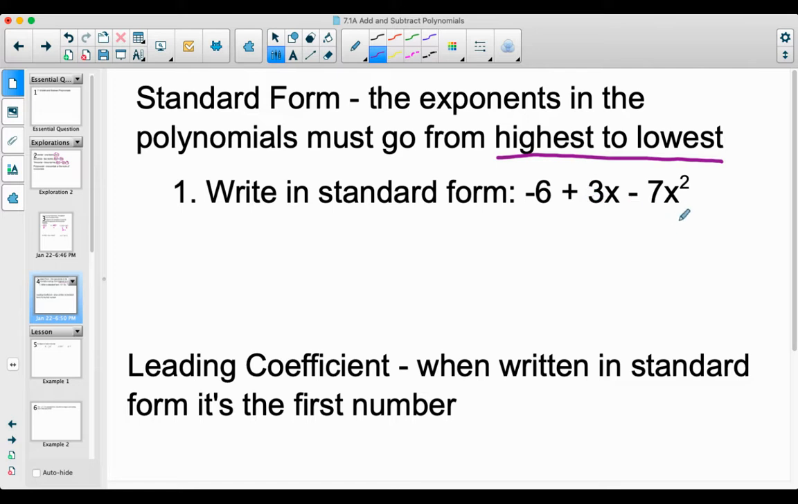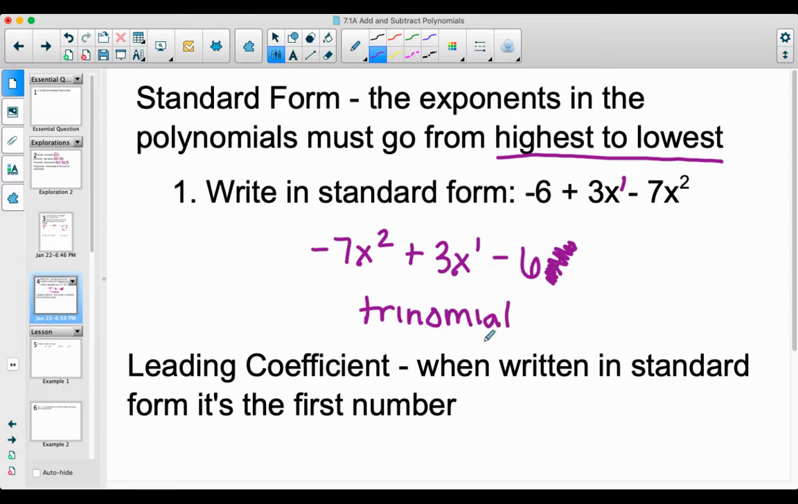So we have 3 terms here, which means this is a trinomial, and the highest degree is 2. That highest exponent is 2. So negative 7x to the second is going to come first. This is an x to the first power. So then I have a plus 3x to the first power, and then minus 6. You could really imagine that that's an x to the 0. We just don't write that, which is why you see it as a constant term. So it's really just a 6 there. That is written in standard form, and this would be considered a trinomial because it has 3 terms.